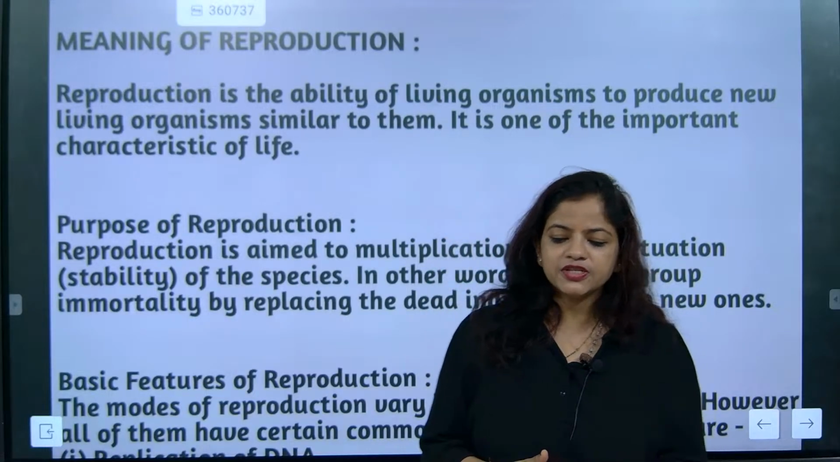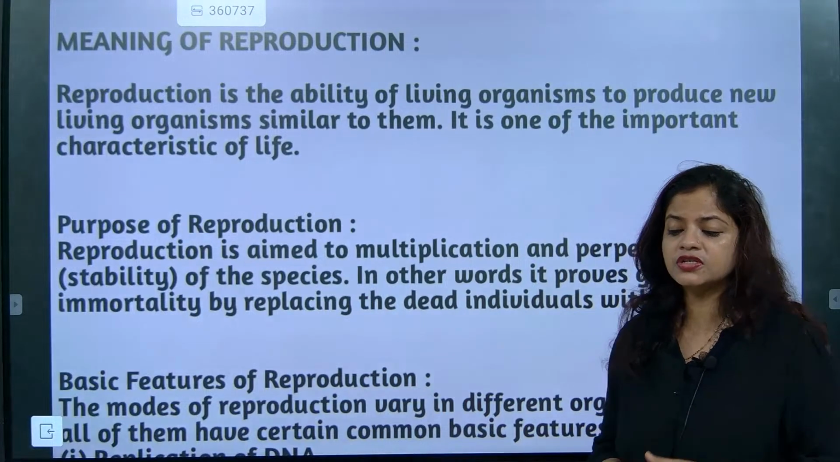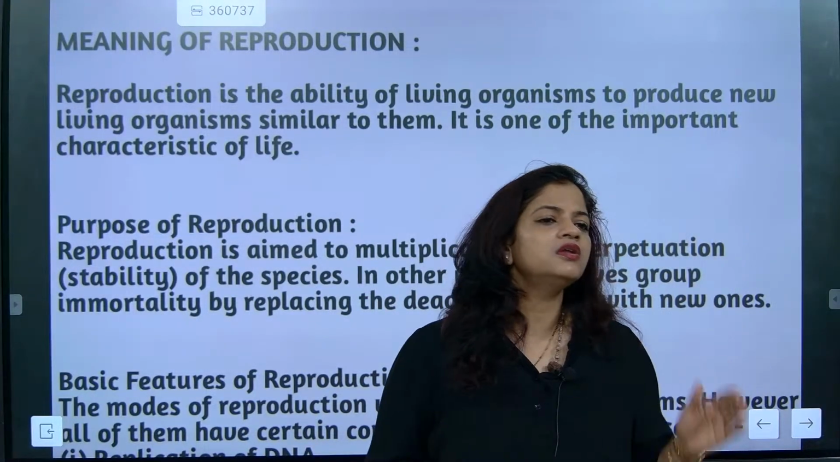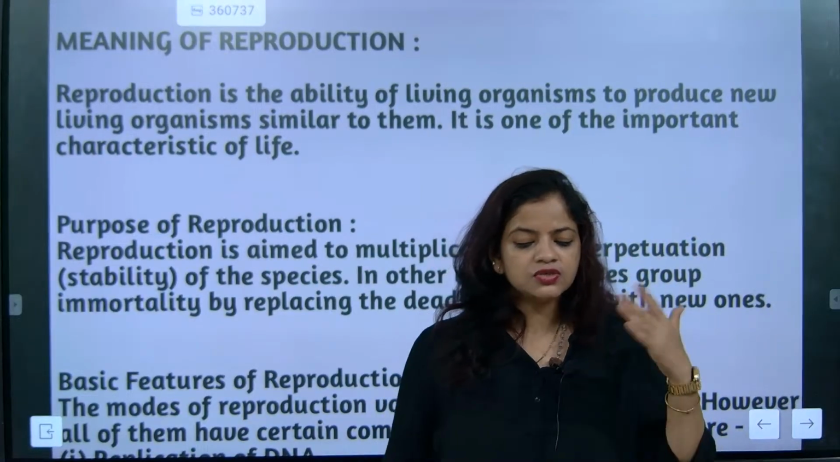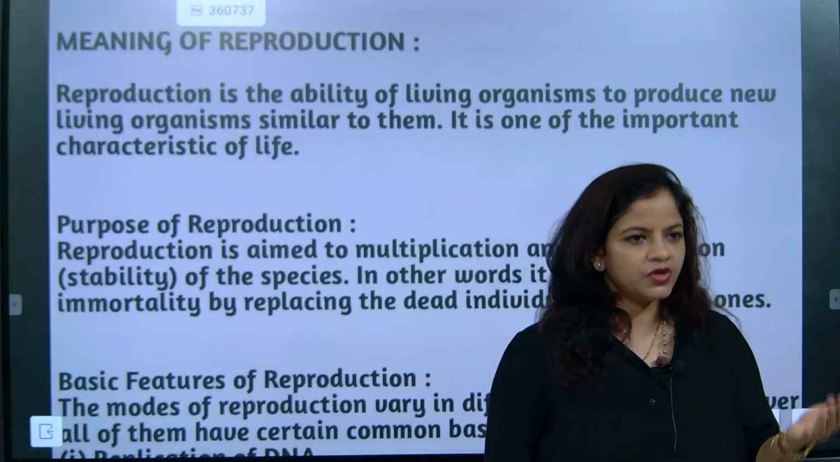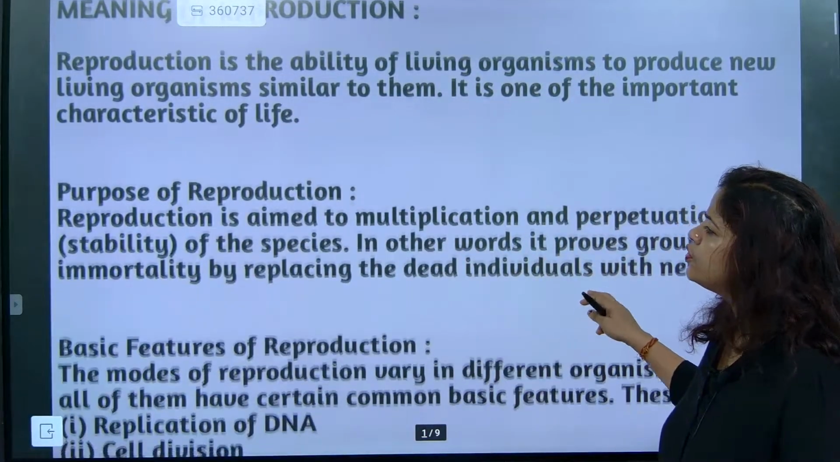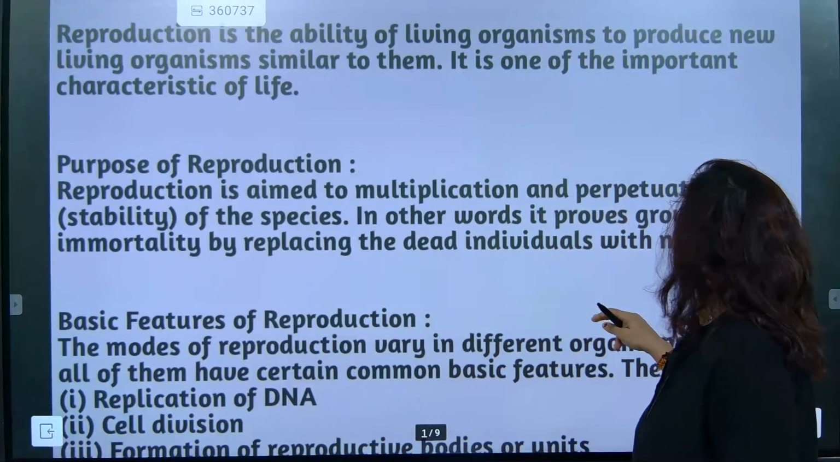The next important thing: if somebody asks you the purpose of reproduction, the purpose of reproduction is to continue life on a planet. If we want a species to continue on a planet, we need to understand reproduction. Next, in other words, it is a proof of group immortality by replacing the dead individuals with new ones.